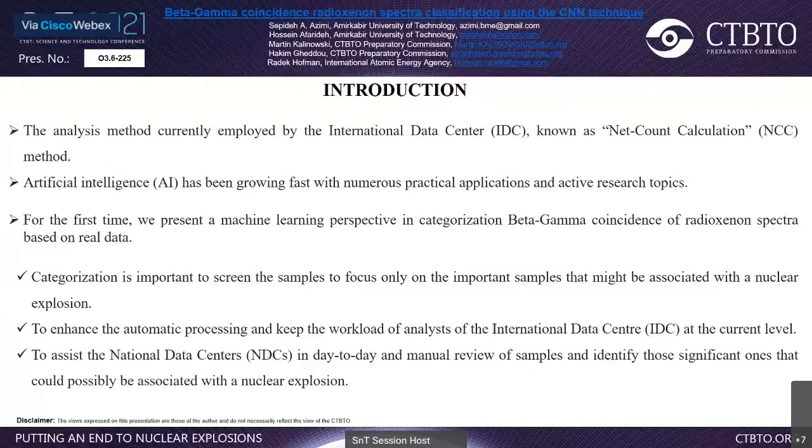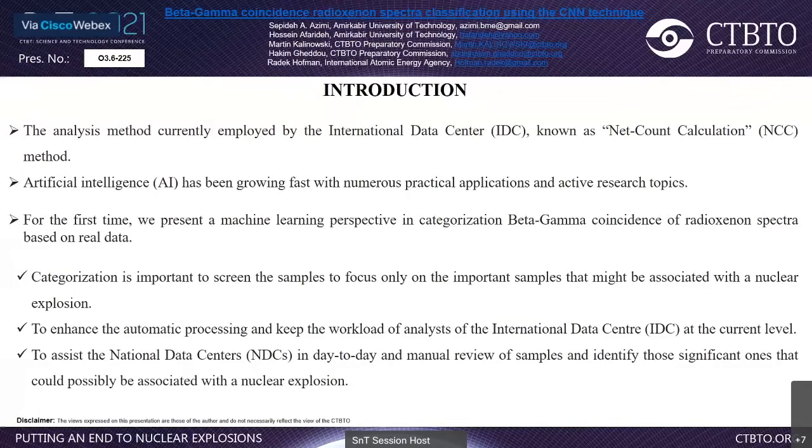The analysis method currently employed by the International Data Center, known as netcon calculation method, was developed around 15 years ago. Over the past several decades, artificial intelligence has been growing fast with numerous practical applications and active research topics.